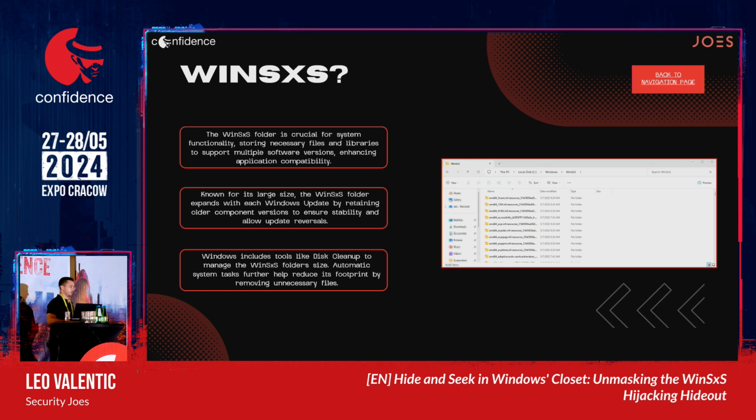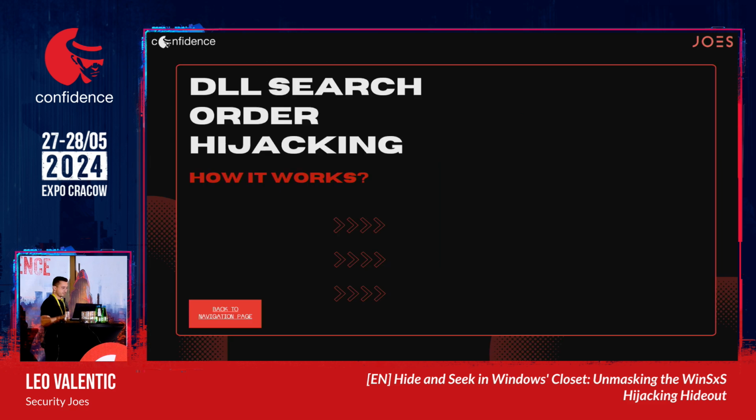It can get really large because it collects all of the software versions and their needed libraries, and it supports them in working normally later on, even when the software is outdated. The binaries will reach out to the Windows side-by-side folder and search for the library they need to operate normally. You can find it in the location C drive, Windows, and the WinSxS folder. As said before, the folder can get pretty large, so there are tools like Disk Cleanup that manage the size of that folder.